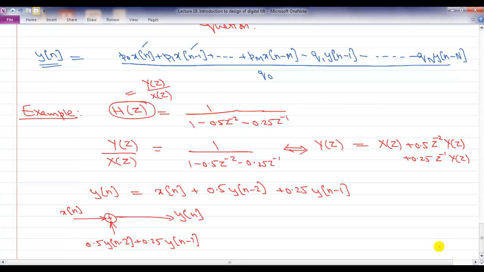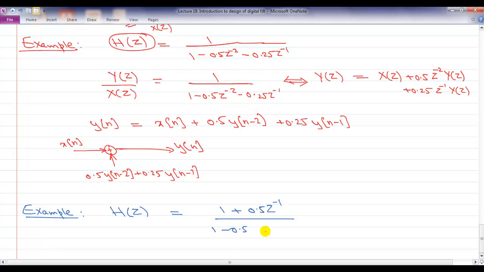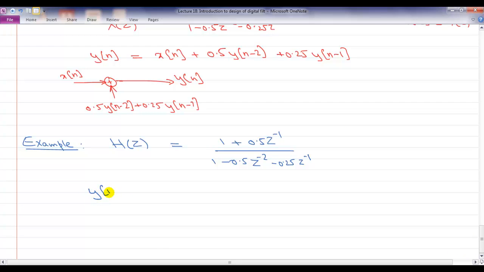Okay? If I were to change my numerator polynomial to a different number, another example could be that H of z equals 1 plus 0.5 z inverse over the same one in the denominator. So my denominator polynomial has stayed the same, but I have changed my numerator polynomial. I'm not going to go through the entire calculation, but in that case what you get is y of n equals x of n plus 0.5 x of n minus 1.